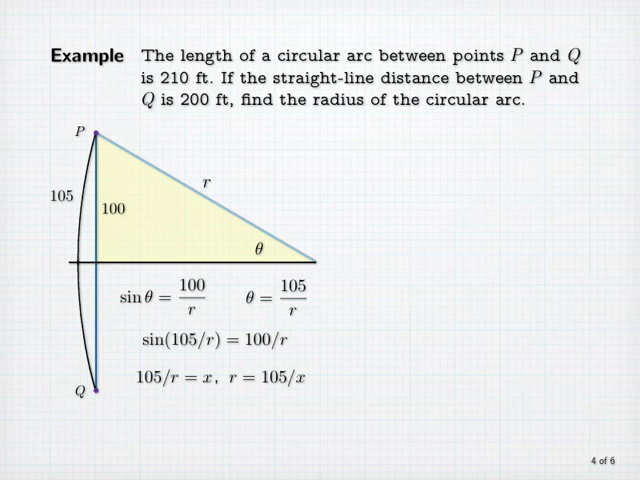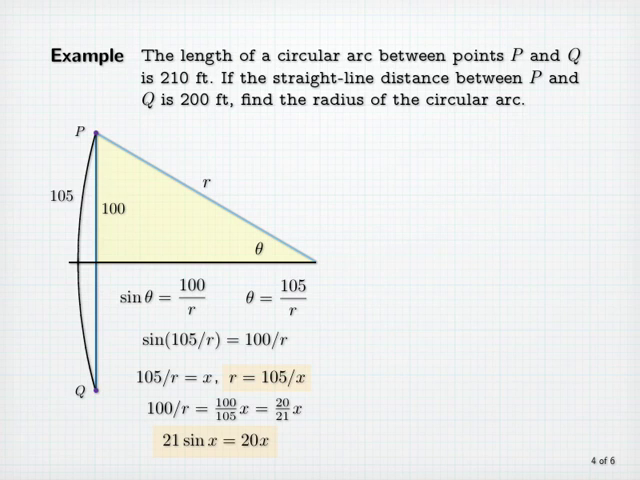The right-hand side, 100 divided by r, will equal 100 times x over 105, which is the same as 20 over 21 times x. So with these substitutions, the equation becomes sine x equals 20 over 21 times x. And of course, we can multiply through by 21 to obtain an even simpler equation, 21 times sine x equals 20x. So this is the equation we'd like to solve. Once we solve it for x, we'll then use the equation r equals 105 divided by x to find the radius r.